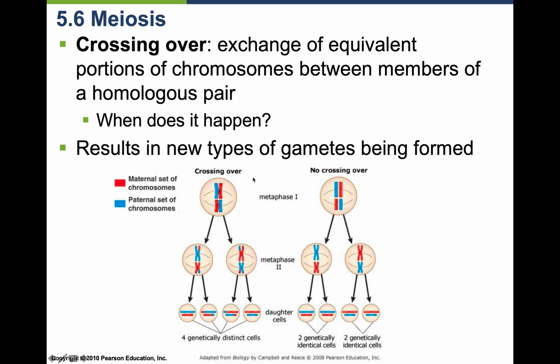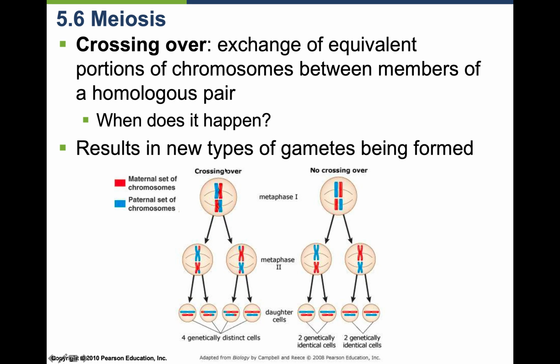So here is an example. Let's start with the no crossing over, right? You go through metaphase 1, metaphase 2, daughter cells. And essentially what you're looking at here, there's been no crossing over, but you get 2 genetically identical cells as a result of what happens without any crossing over.